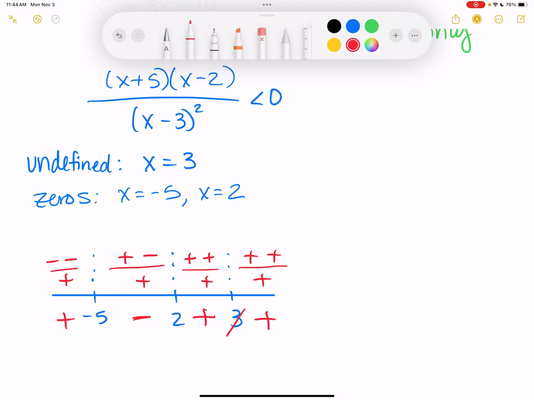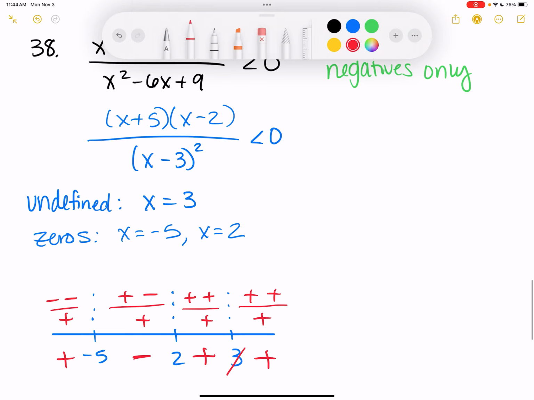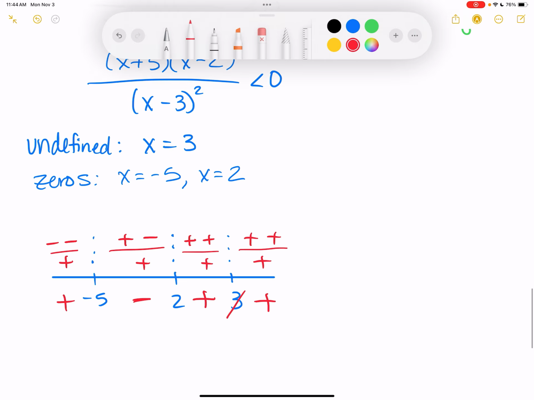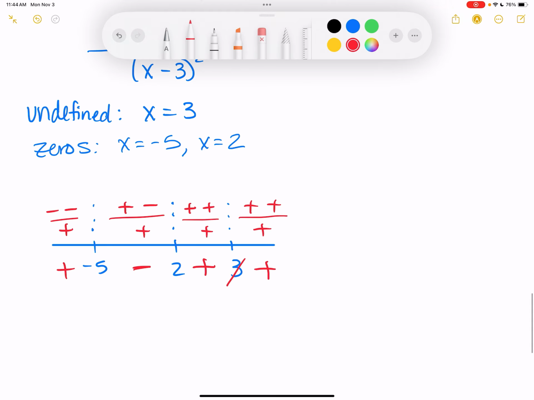So a lot of times around your undefined value, it's not going to actually change direction. It's going to stay the same. It's just a value that's not included. So this is a less than problem, so I only care about the negatives. So, -5, 2, in parentheses.